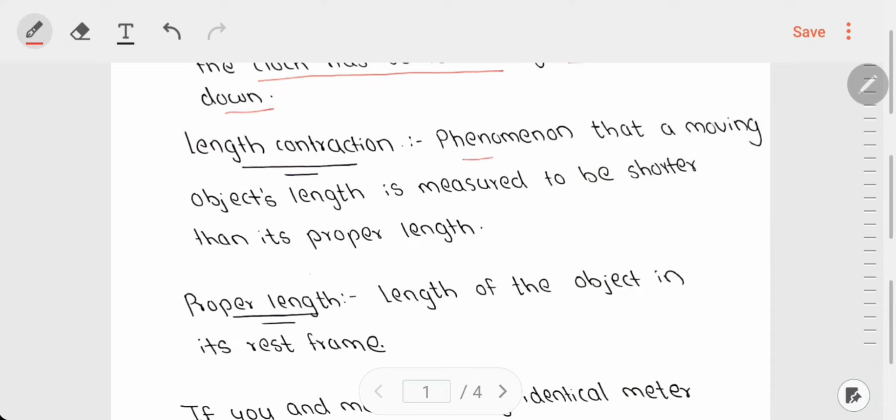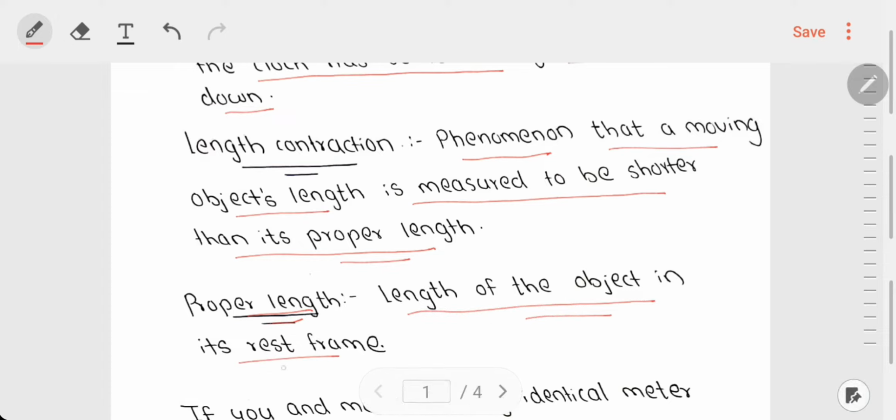Now moving towards length contraction, let us first give a formal definition. Length contraction is a phenomenon that a moving object's length is measured to be shorter than its proper length, which means that if I see an object and that object is moving relative to me, it will appear to be shorter than its original length. Original length over here means a proper length. So let us define proper length. The length of the object in its rest frame is called the proper length.